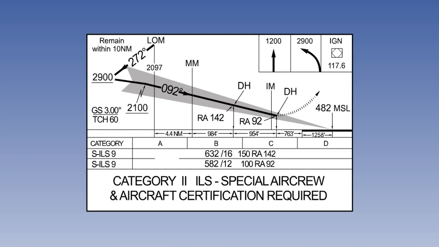Standard instrument procedures are non-precision approaches, Category 1 precision approaches, and departures when the visibility is 400 meters or more. Non-standard instrument procedures are other than those mentioned. A low visibility takeoff, LVTO, is one where the runway visual range, RVR, is less than 400 meters.